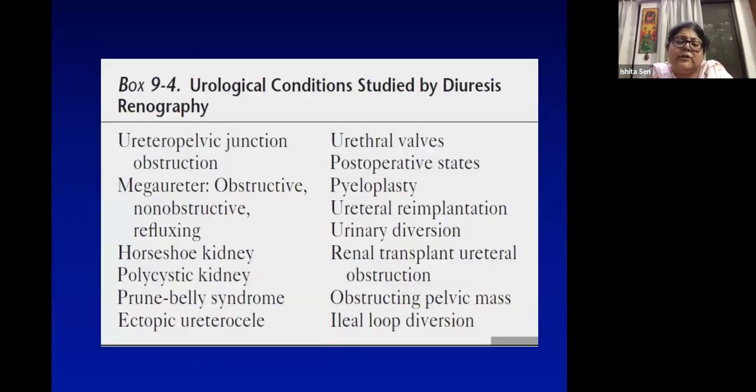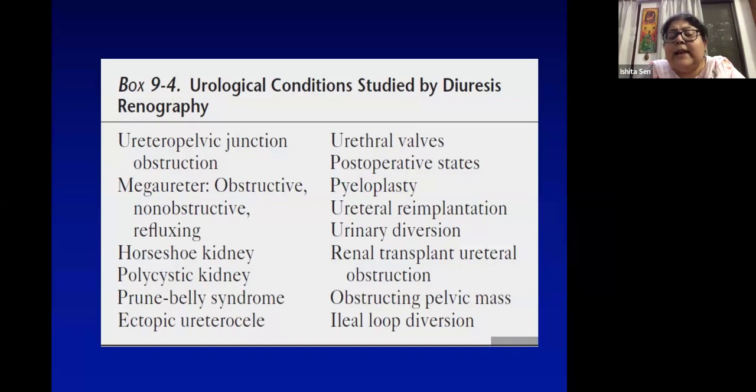So these are usually the reasons for doing a diuretic renogram. Most common is when you have a PUJ. In adults, the most common is when you do an ultrasound and you find that there is a renal pelvic dilatation, which may be because of a PUJ obstruction, which the patient may have had for a long time, or if there is a crossing of a renal vessel causing a functional obstruction of the ureter, or if there is any obstructing pelvic mass or an ileal loop diversion.